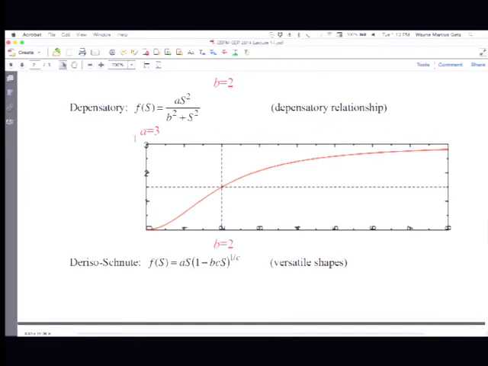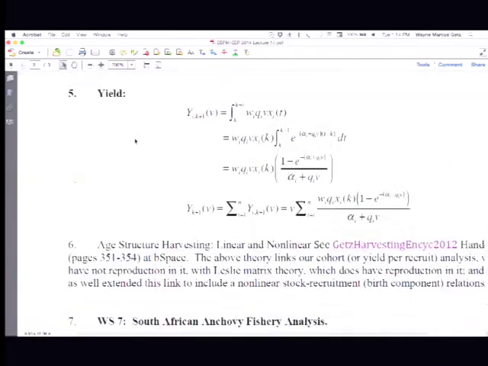And for example, in that case, if you plot s squared over b squared plus s squared, or if instead of using the power 2, you use the power 3 or 4, the greater that you make the power, the more this sort of steps up. It becomes looking more and more like a step function. But you get that compensatory relationship. Okay. So does everybody understand?